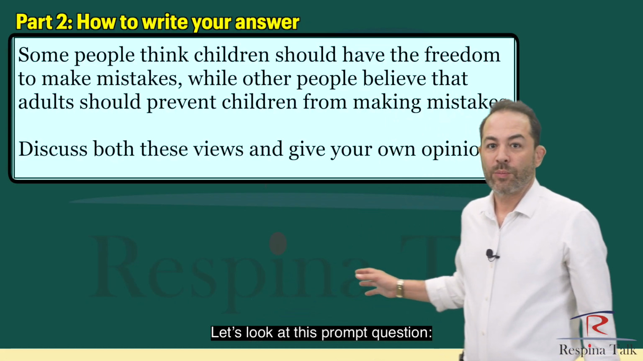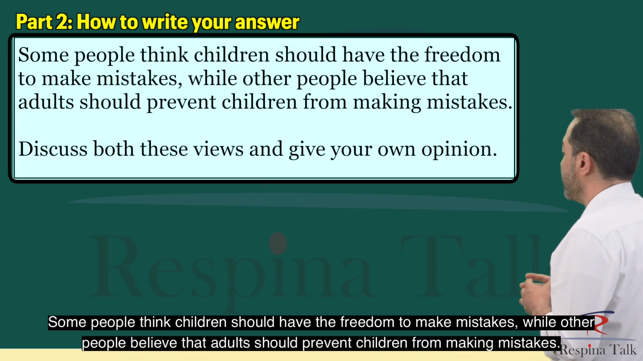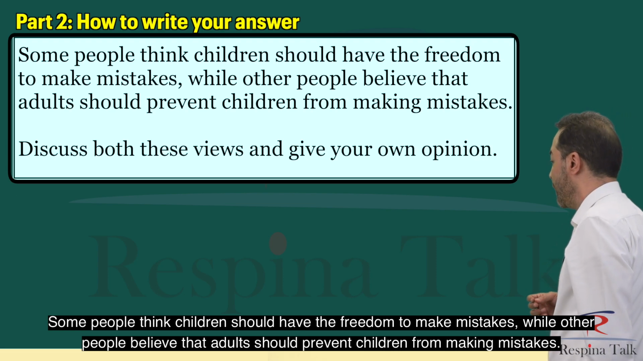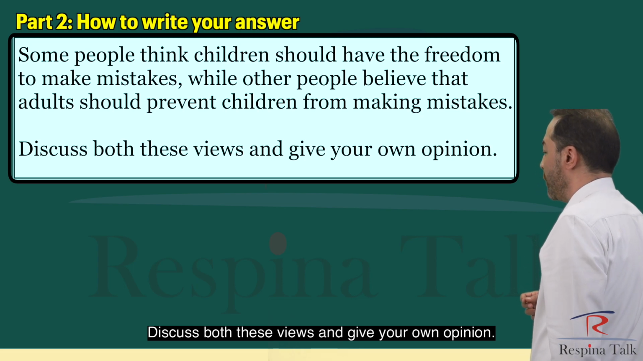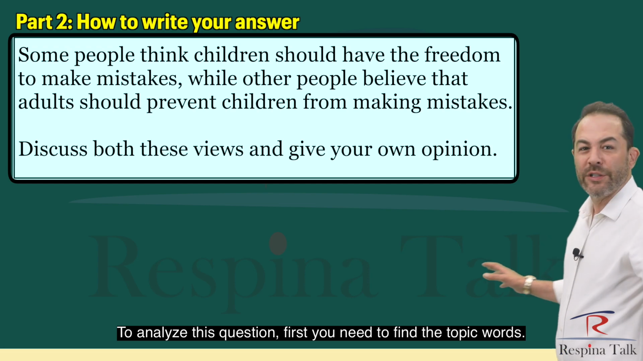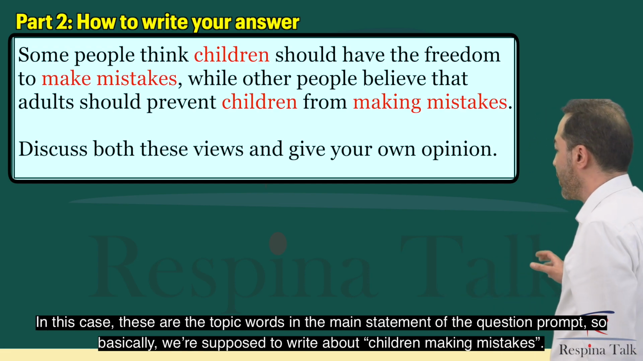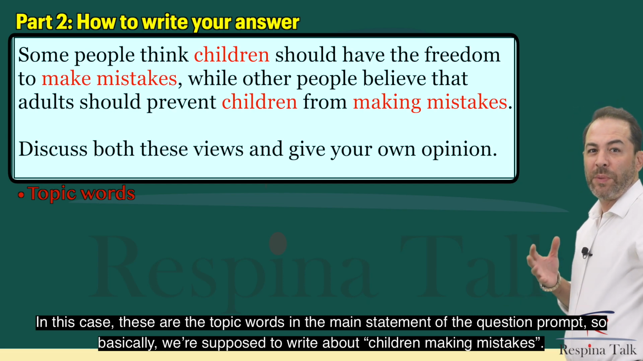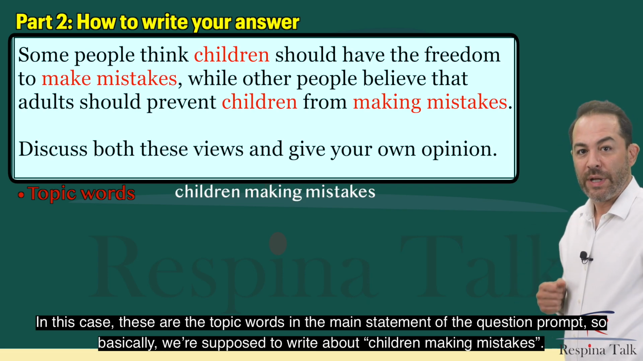Let's look at this prompt question. Some people think children should have the freedom to make mistakes, while other people believe that adults should prevent children from making mistakes. Discuss both these views and give your own opinion. To analyze this question, first you need to find the topic words. In this case, these are the topic words and the main statement of the question prompt. So basically, we're supposed to write about children making mistakes.